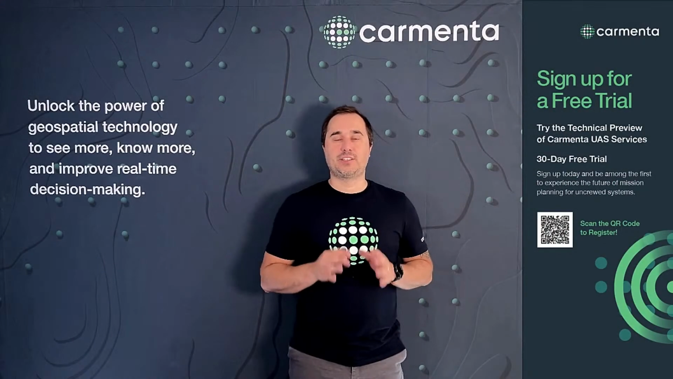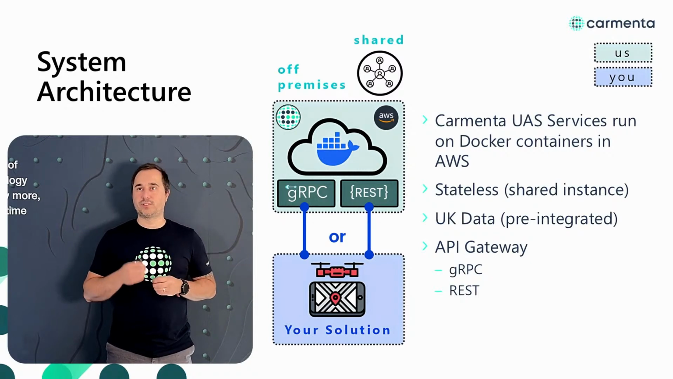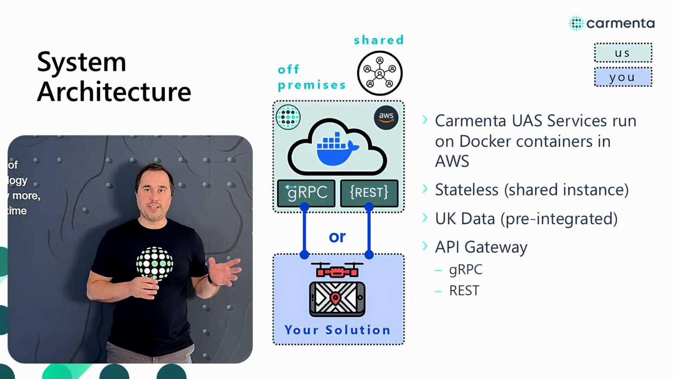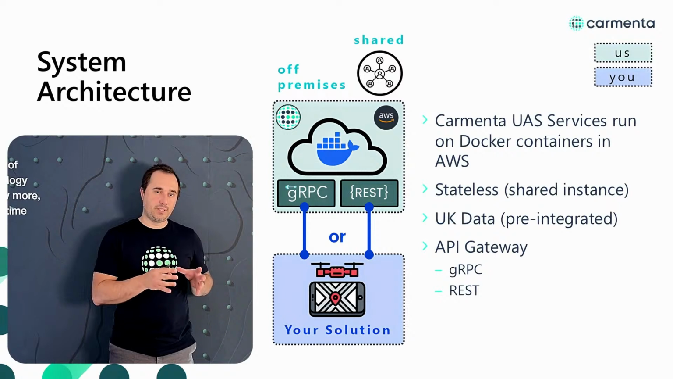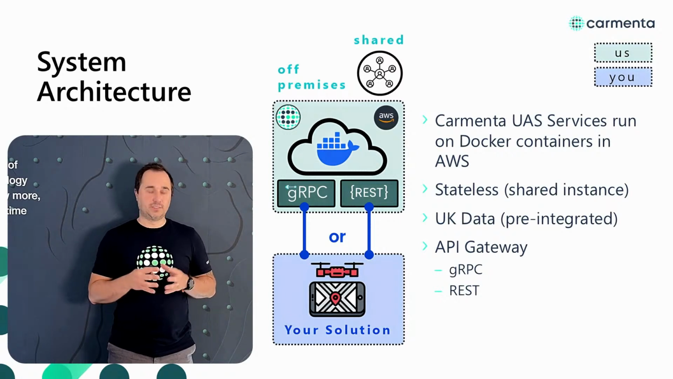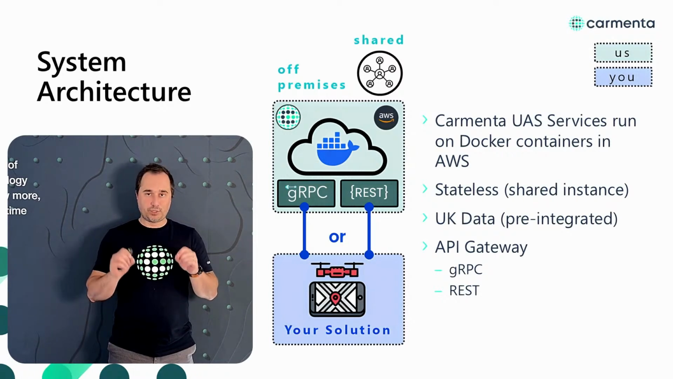Let's have a look at the system architecture and how we deploy our services. So Carmenta UAS Services was designed for scalability, reliability, and ease of integration. We run our services on Docker containers hosted in Amazon Web Services, AWS. It's based on a stateless architecture with shared instances. That means that multiple clients can use the same instance of our services simultaneously. And for those in the UK, we have pre-integrated UK geospatial data into our services.